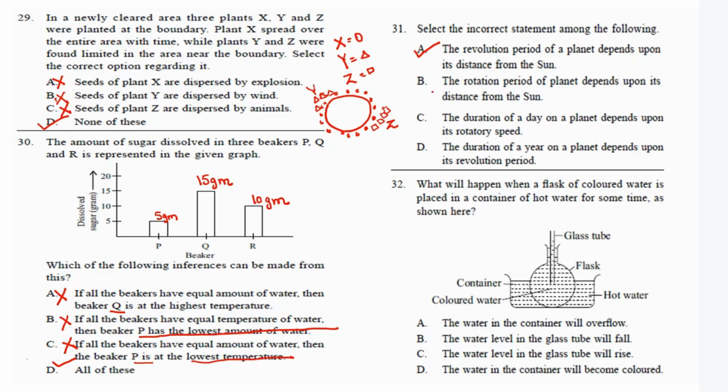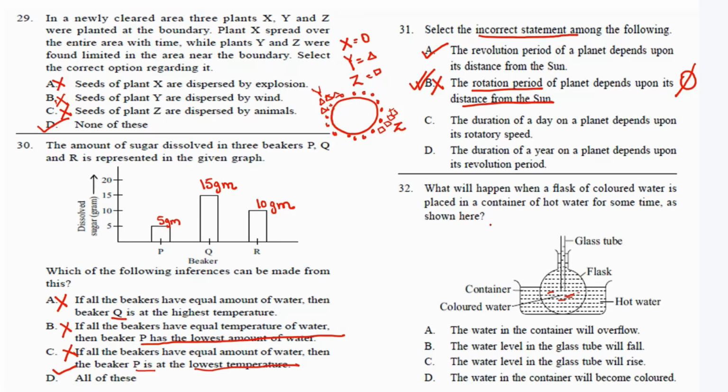Coming to option B, it says the rotation period of the planet depends on the distance from the sun. No, this is wrong. Why? Because in rotation, the planet rotates on its own axis, like our Earth rotates on its own axis. So this is the rotation period, and it does not depend on the distance from the sun. So this is the incorrect one, but for us, it is the correct answer. Why? Because they have asked for the incorrect statement.